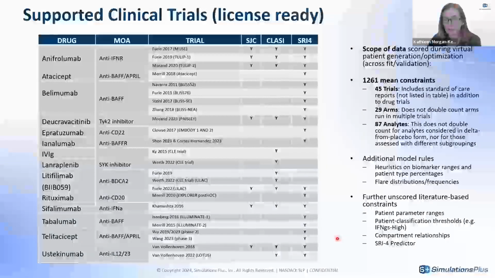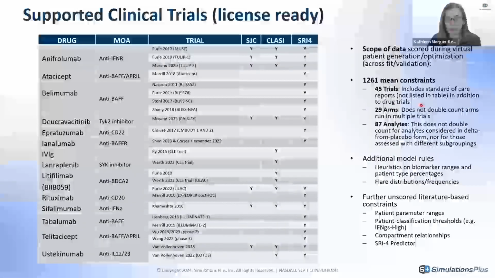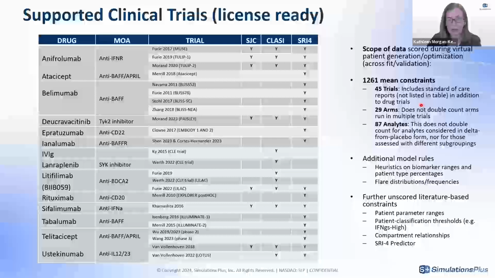This table highlights the drugs and trials that are available in the license-ready model. This outlines the scope of the data used to score the virtual patient generation and optimization. There are 1,261 mean constraints that include 45 trials. This includes standard of care reports that are not listed in the table, in addition to the drug arms. There are 29 arms, 87 analytes.